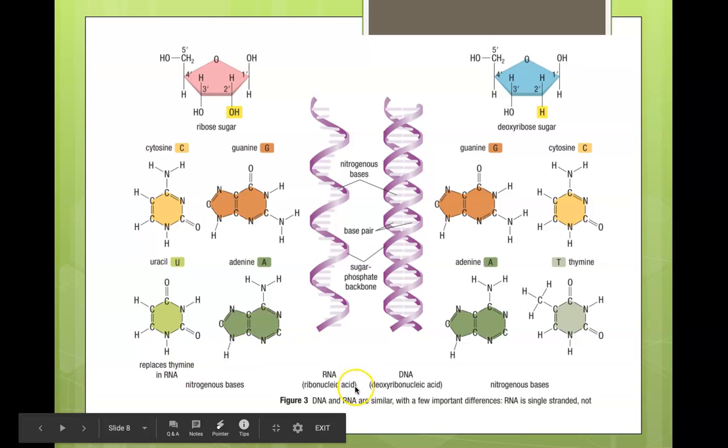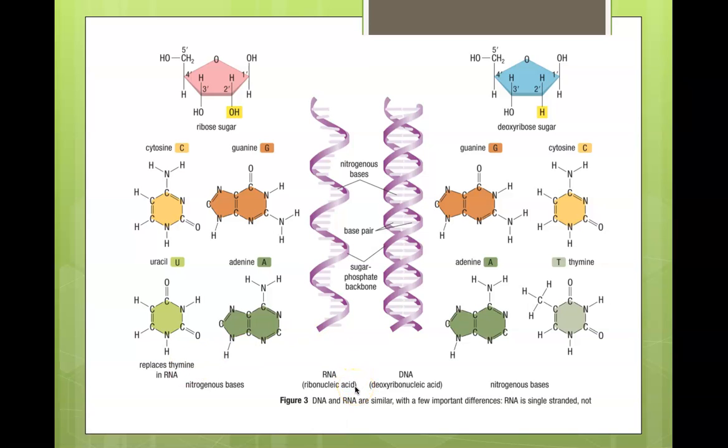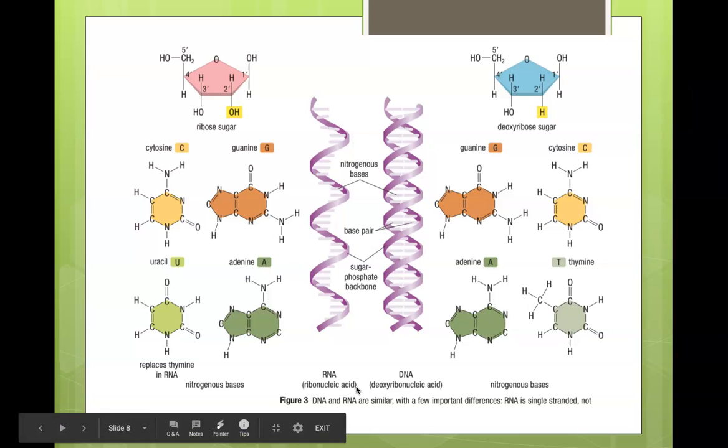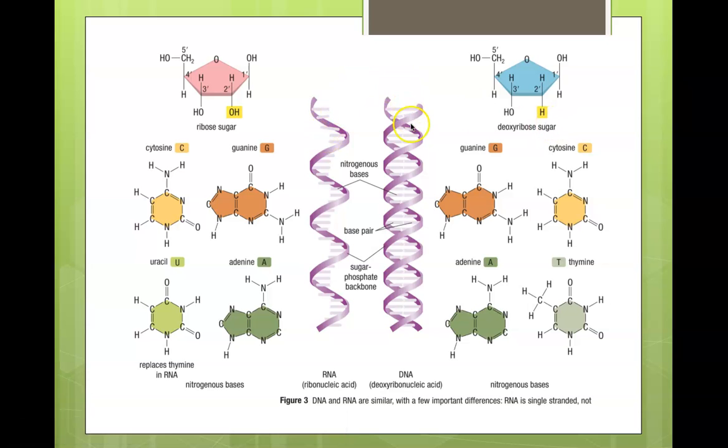So this is just a one-at-a-glance view of the differences. Once again, we have the OH here instead of the H. We have single-stranded RNA instead of double-stranded. These are the same, but here we have the U instead of the T.